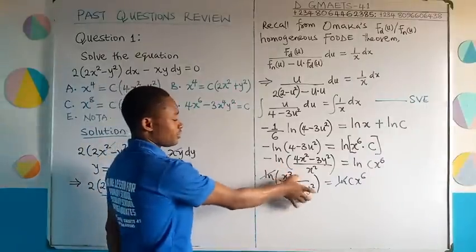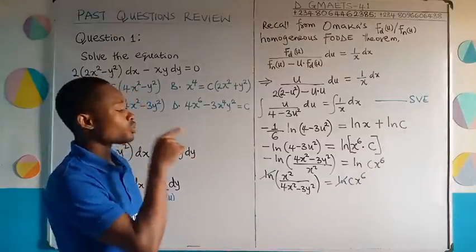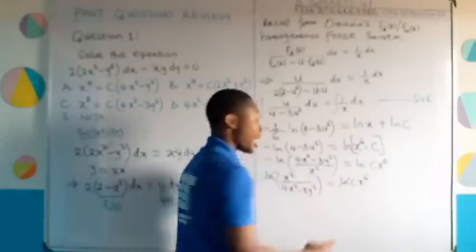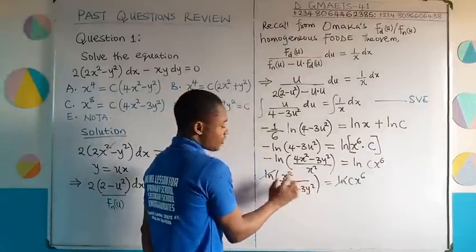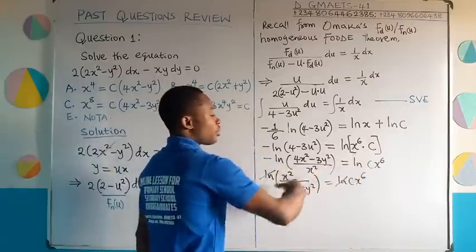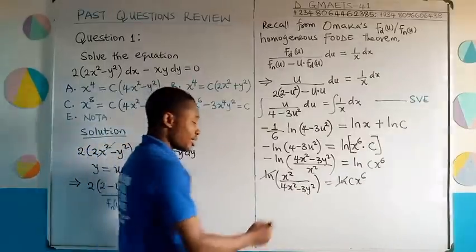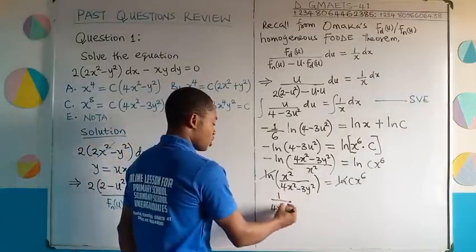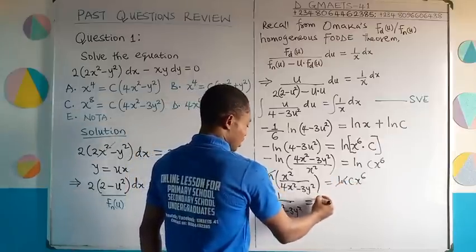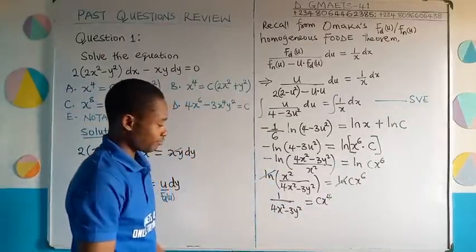So this is what we've got: x raised to the power 2 all over 4x raised to the power 2 minus 3y raised to the power 2, equal to cx raised to the power 6. Now, do you agree with me that you can divide both sides of this equation by x raised to the power 2? Because of course, on the left hand side I have x raised to the power 2, and on the right hand side I have x raised to the power 6. X raised to the power 2 is common to both sides, so you can divide through by x raised to the power 2. If I do that, this will give me 1 all over 4x to the power of 2 minus 3y to the power of 2 equal to cx raised to the power 4, because you're dividing that x raised to the power 6 by x raised to the power 2 there.